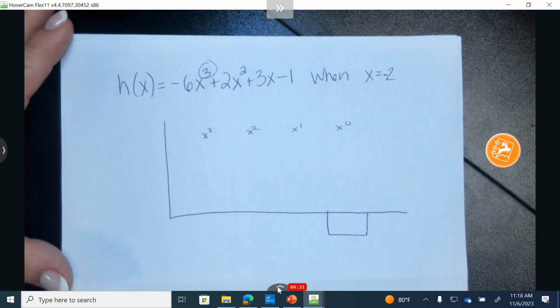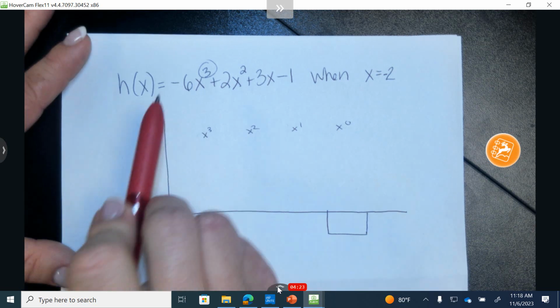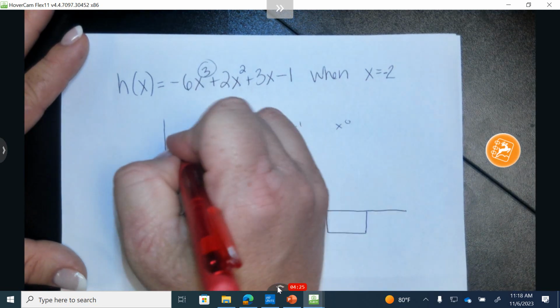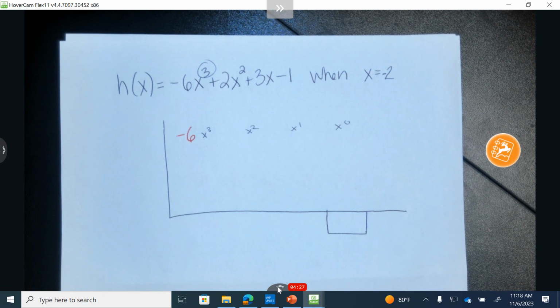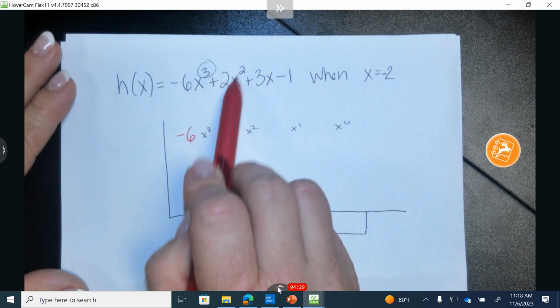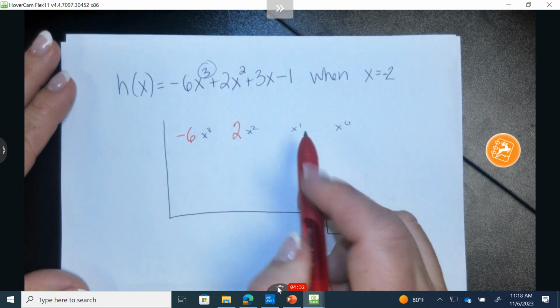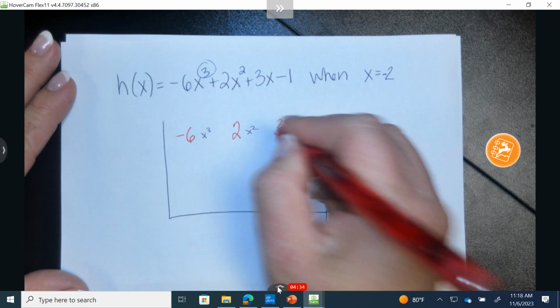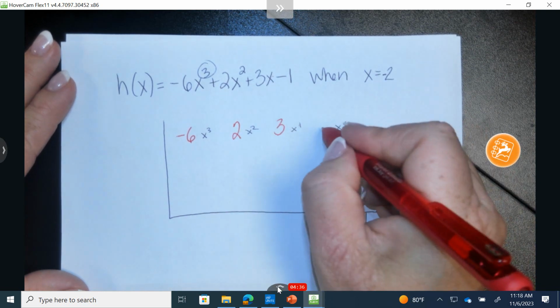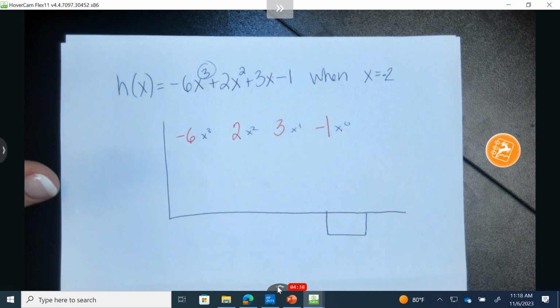Now I'm going to go back through and look for the coefficients. The leading coefficient is negative 6. What corresponds with x squared? The coefficient is positive 2. X to the first is 3. And the constant without any x's is negative 1.